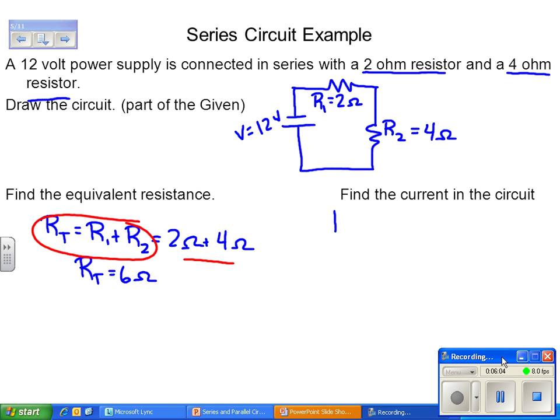Now we have to find the current. So we go back to Ohm's law. I is V over R. Our power supply is a 12 volt power supply. Our total resistance is 6 ohms. And so our current in this circuit is 2 amps. So that's really nice and straightforward.